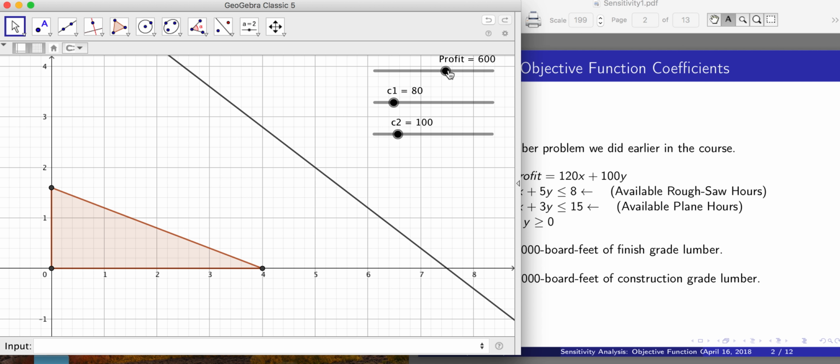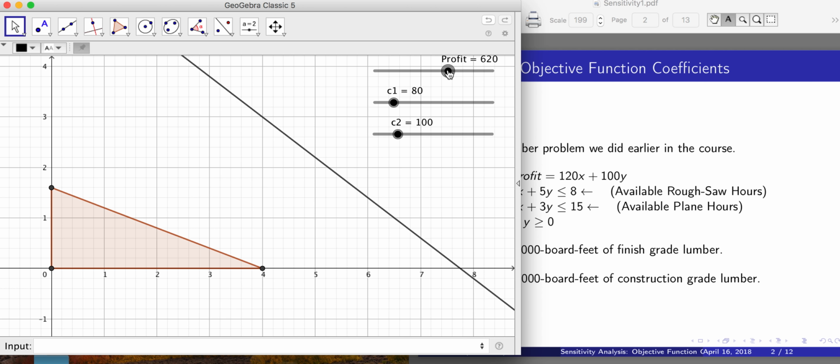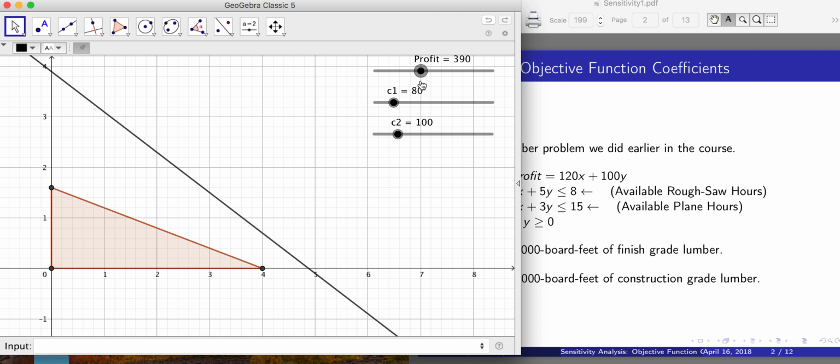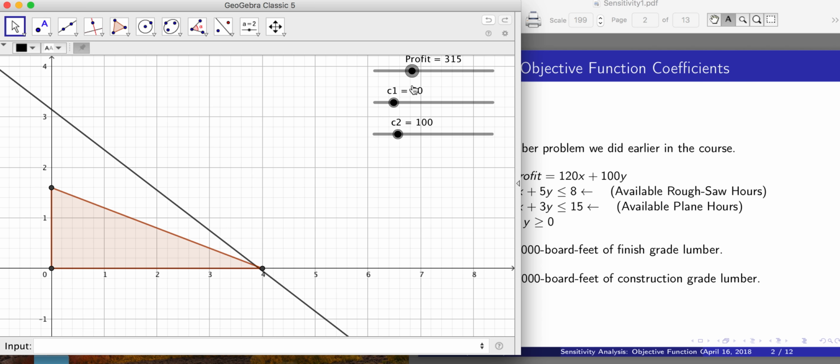In that case, we'd have to rework our problem. We bring our line down and see where it first touches our feasible region, and it's the same decision again. So lots of changes in the finished grade lumber and how its profitability is could lead to the same decision. The only thing that's changing is how much profit we're actually making. In this case, we're going to have less profit, but it's still the best decision for the company.